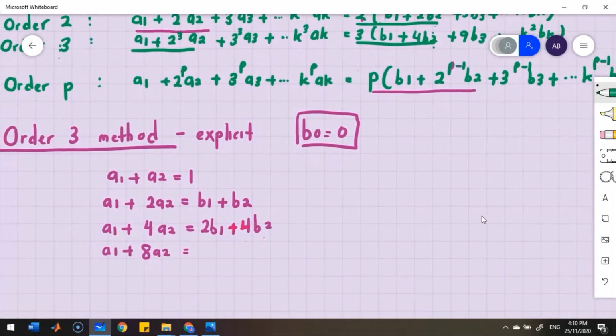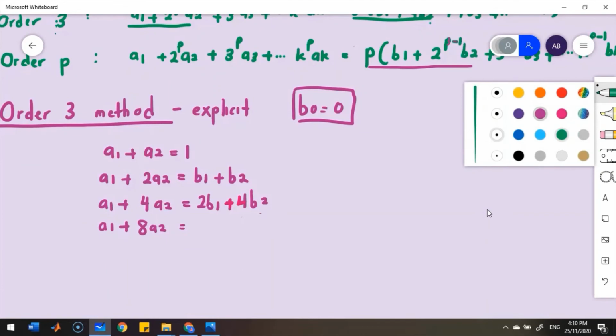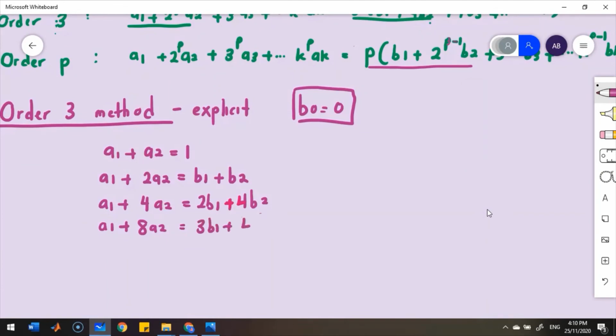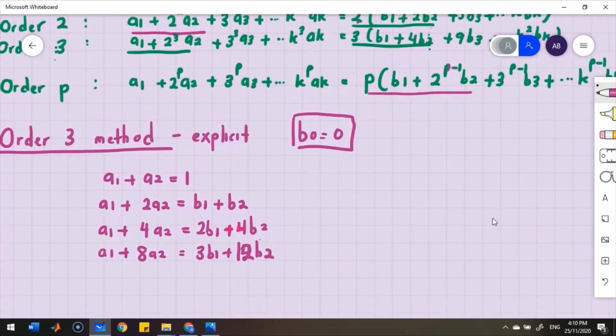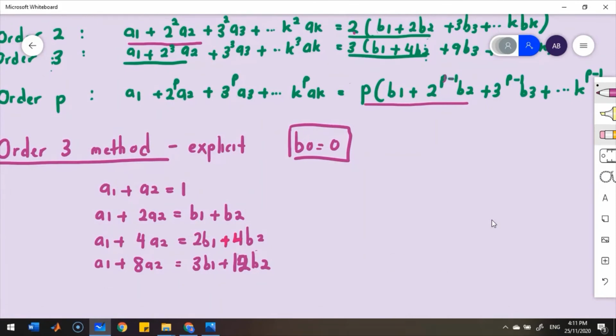So 3B1 plus 4 times 3 is 12B2. Let's check it. 4 times 3, so you have 12B2. This is how you check the condition for order 3. How many conditions do you have? 1, 2, 3, 4. Four conditions if you want to check for order 3.